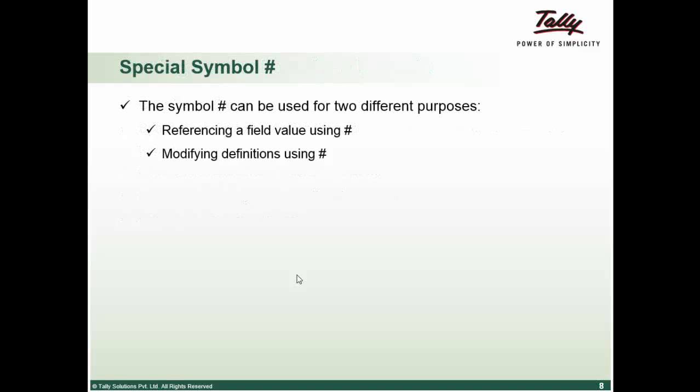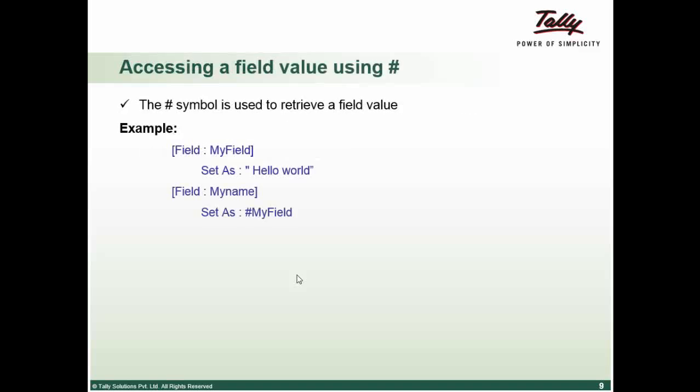Now the special symbol hash. The symbol hash can be used for referring a field value or for modifying the existing definition. For modifying the existing definition, we have already written two codes, so you know that. For referring to a field value, you can simply write hash and the field name, and the text of this field will be referred here. So even this field will show hello world, and even this field will show you hello world.